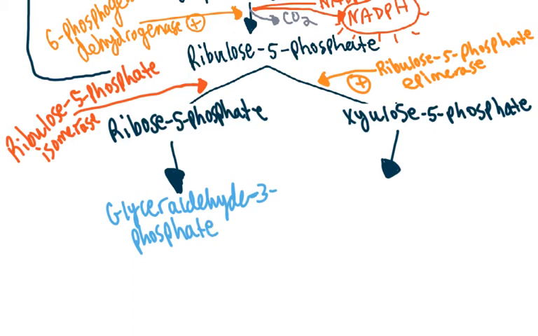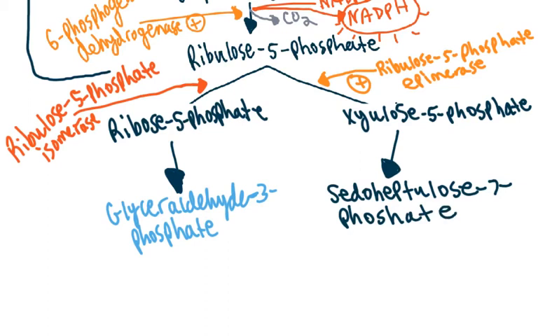Remember, we made glyceraldehyde 3-phosphate when we split fructose 1,6-bisphosphate via the aldolase enzyme. So glyceraldehyde 3-phosphate is made here because ribose 5-phosphate converts into glyceraldehyde 3-phosphate, and xylulose 5-phosphate converts to a compound called sedoheptulose. Now, I'm pretty sure I'm not pronouncing this right, but sedoheptulose 7-phosphate. So it's a 7-carbon structure.